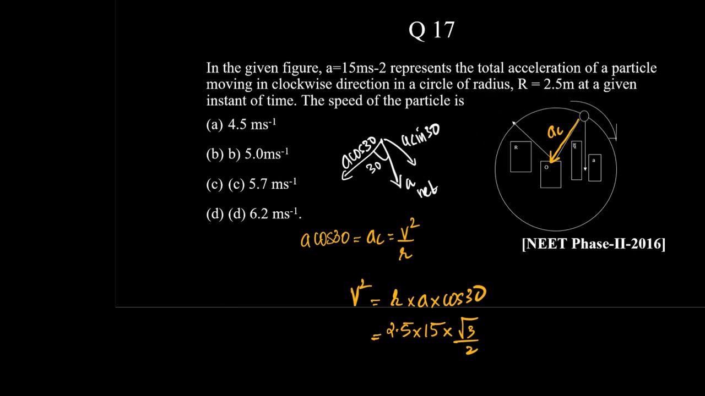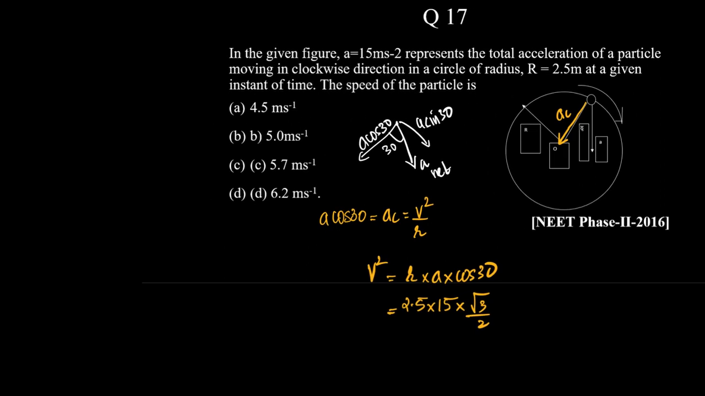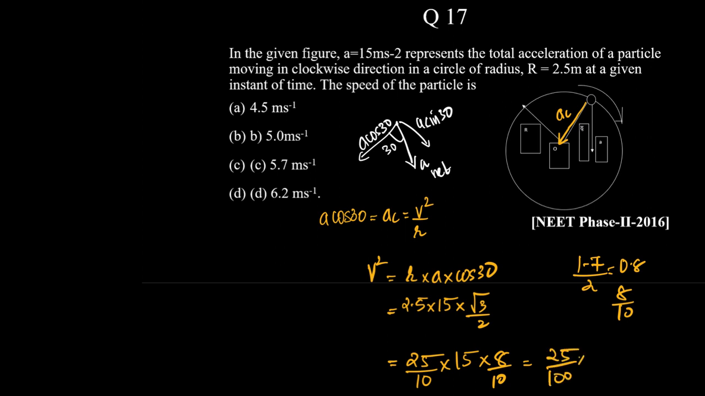Now we have a root under root, so let's do some manipulation and make the calculation look simple. We can write 2.5 as 25 by 10, into 15 into root 3 by 2. Root 3 is 1.7, so 1.7 by 2 is 0.8, which I can write as 8 by 10. So this becomes 25 by 10 into 10, which is 25 by 100, into 15 into 8. 25 into 4 is 100, and 4 2s are 8. So what you get is 15 into 2, which is 30. Which means v square is equal to 30.